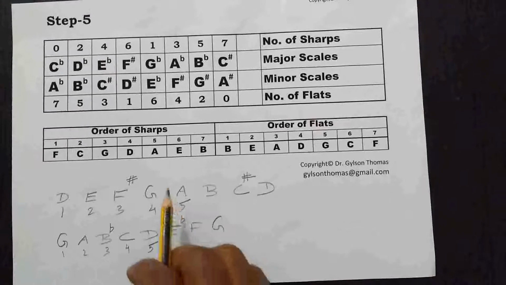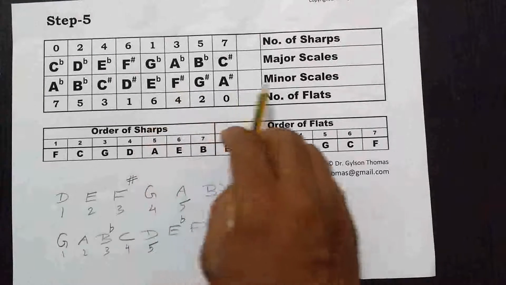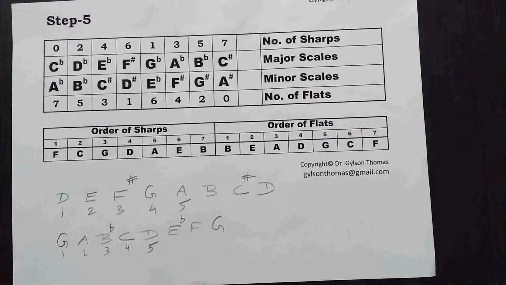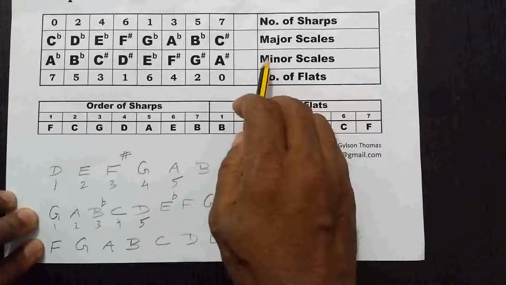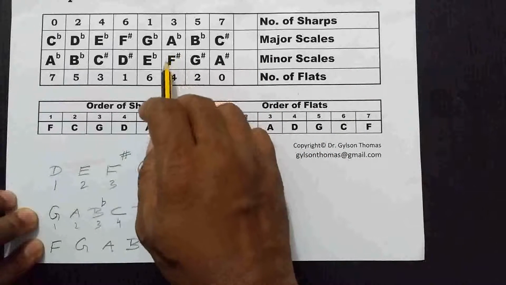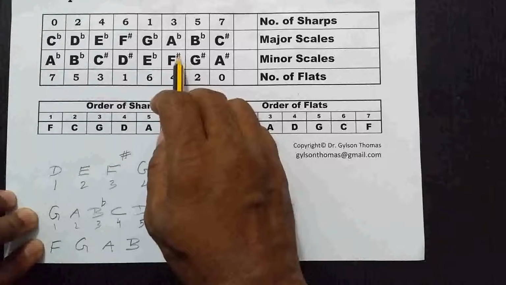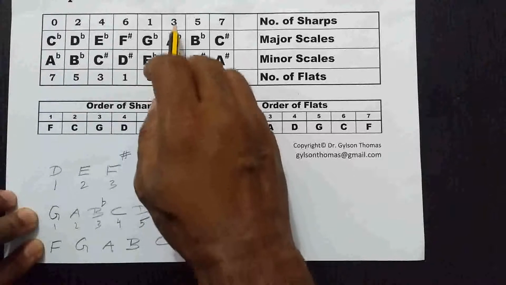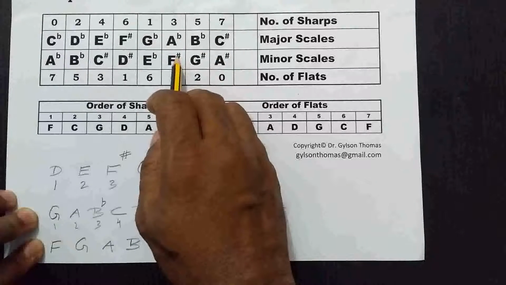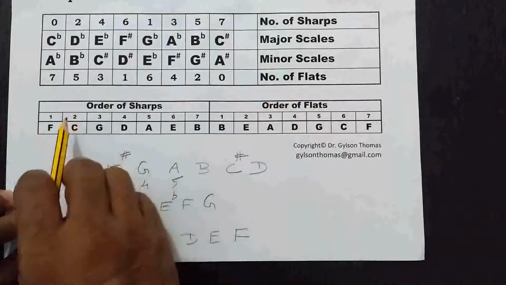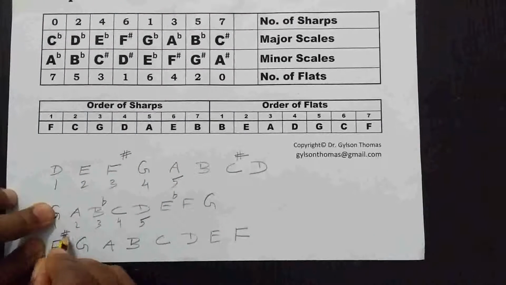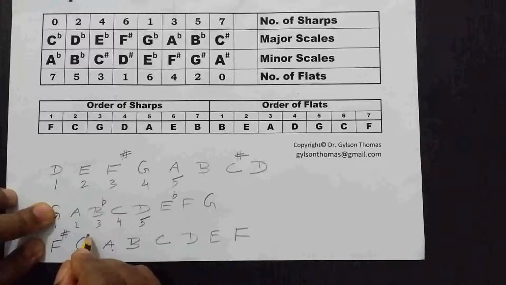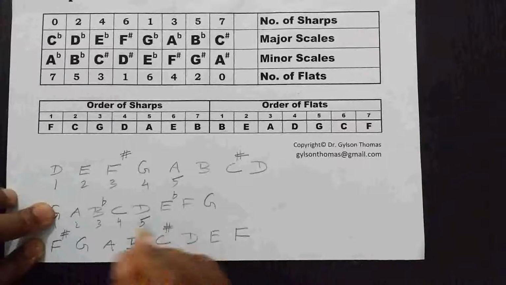Suppose we want to generate F sharp minor scale. This is the F scale pattern. Now in the minor scales row, this is the F sharp cell. Since this is sharp, count the number of sharps, which is 3. That is, in F sharp minor scale, 3 sharps, F, C and G are sharps. That is F sharp, then C sharp and G sharp.